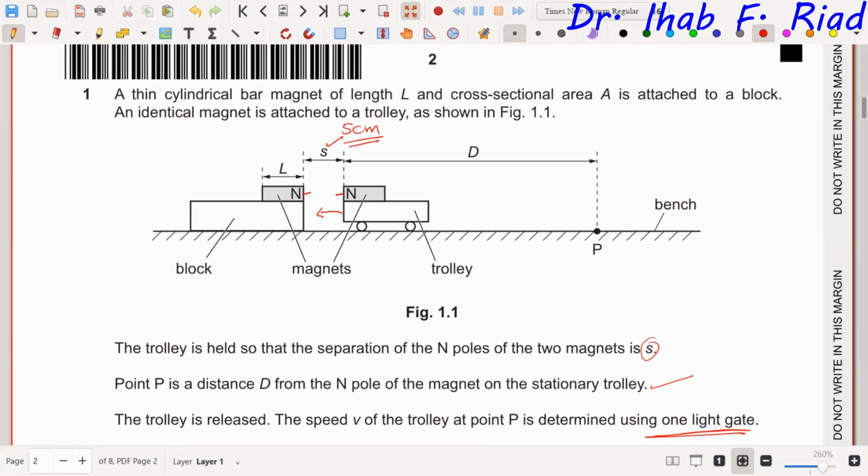Now, if we release this trolley, what is going to happen? The S will increase. The trolley is going to do what?